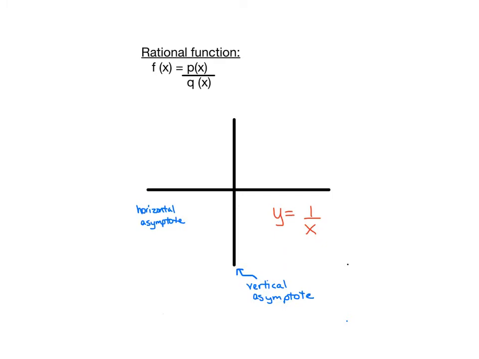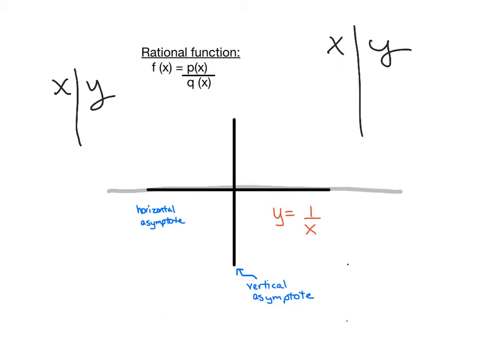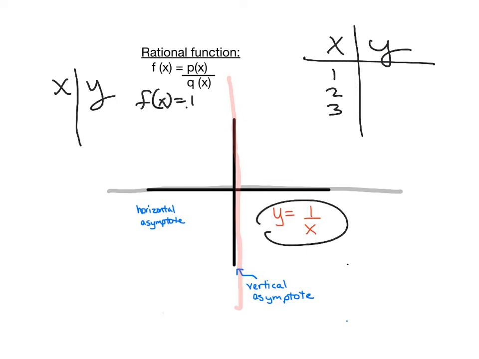So let's say they ask you to graph this and you had no clue how to make a graph for it. What you could do is make your own little table of values and plug in numbers for x. This graph has 2 portions, because it has a horizontal asymptote, which is the x-axis, and a vertical asymptote, which is the y-axis. If I plug in 1, 2, and 3, my function is f of x equals 1 over x.